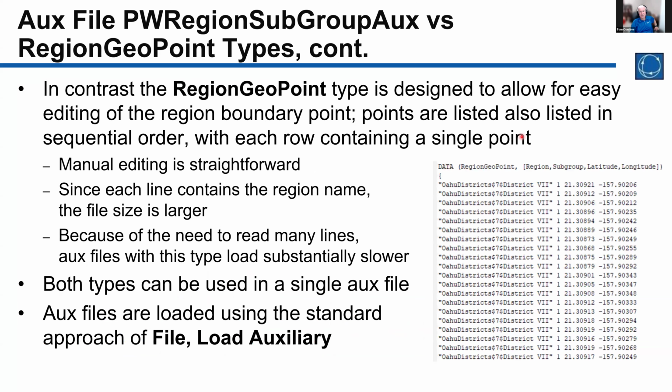The alternative format is to have it where each boundary point is a particular line in an aux file. This makes it very easy to edit. If you want to manually add points to it, you can easily do that, but it's going to load in a little bit slower. What we found is with regions, typical aux file load speed might be 300,000 boundary points per second.